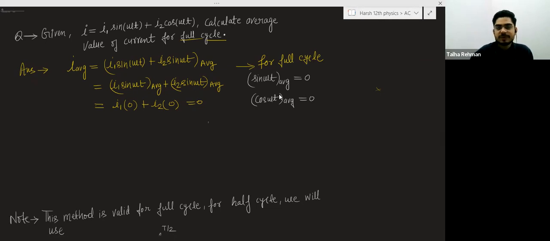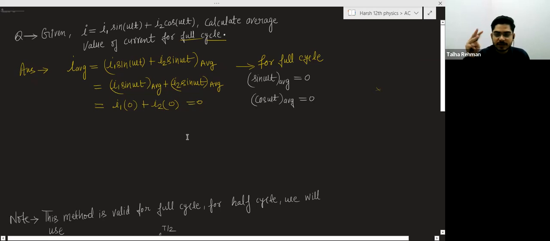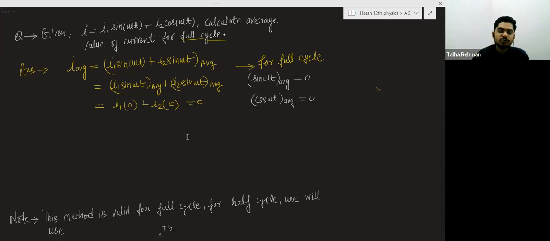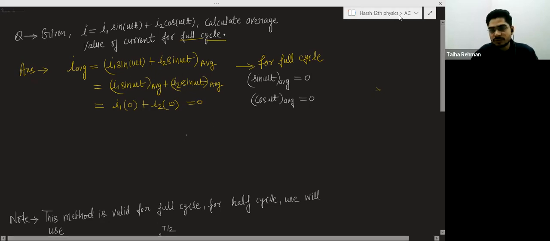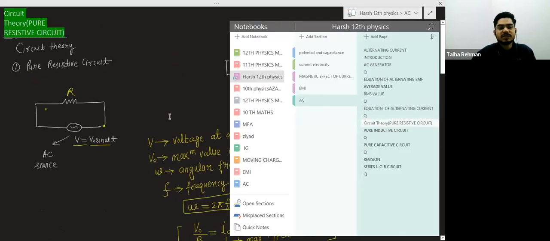So basically three types of circuits we will have. One is the purely resistive circuit, in which only resistance will be connected to the alternating voltage source. Second, the purely capacitive circuit, in which only the capacitor will be connected. In the third circuit, only the inductor will be connected. And after that, we will study the series LCR circuit, in which the inductor, capacitor, and resistor are connected in series with an alternating voltage source. So first, I will start with the purely resistive circuit.